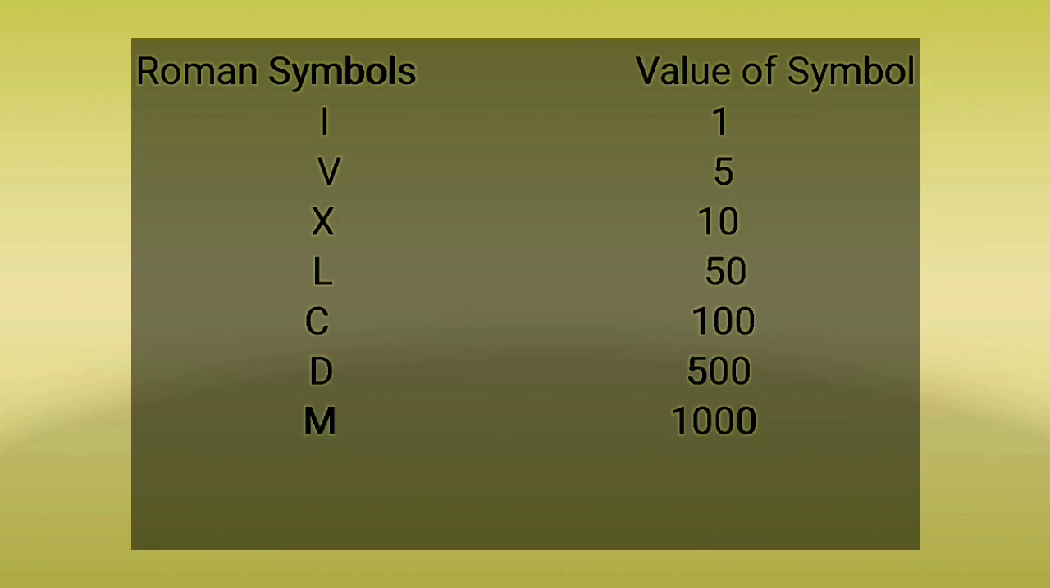Like I stands for 1, V, capital. We will write the Roman symbols always in capital form. So V stands for 5, X stands for 10, L stands for 50, C for 100, D for 500 and M for 1000.